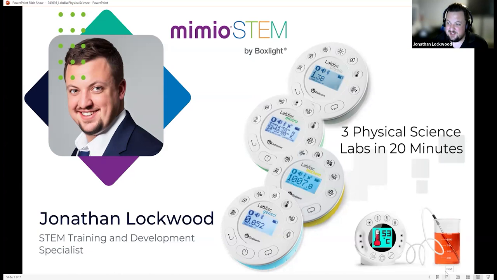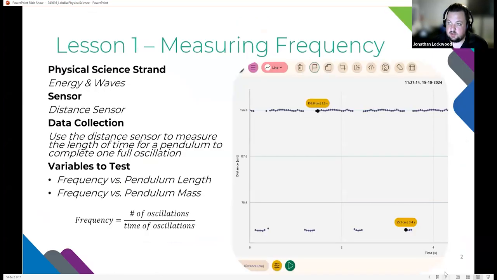And as the title states, we're going to go through 3 different physical science labs or experiments in the next 20 minutes here. What I'd like to start out with is a demonstration of frequency. For this, we're going to be using the lab disk in sort of a creative way to measure the frequency of a pendulum.